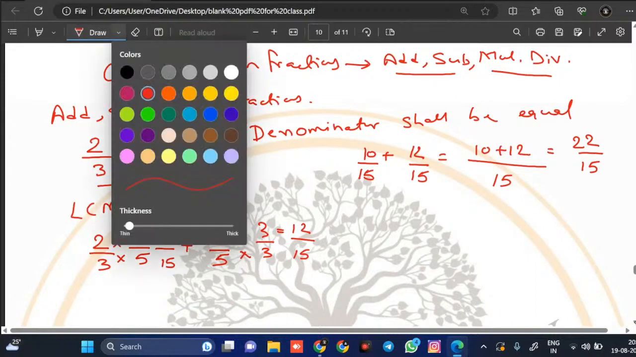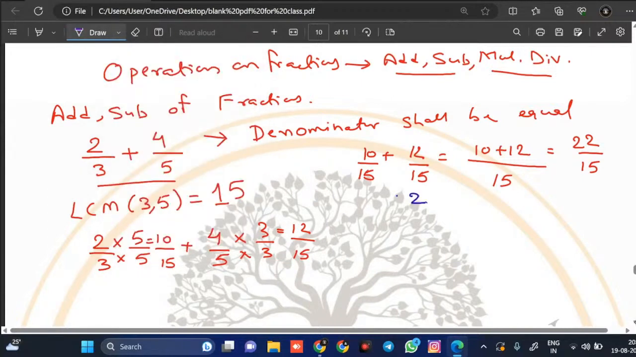Now if any student wants to do the shortcut, there are shortcuts also. Take the same question, 2 by 3 plus 4 by 5. If you know that the LCM is 15, I can directly write 15 and solve the question directly. So see how. To make 3 into 15, what will I multiply by? I will multiply by 5. In between is the addition, so we put the plus sign. Now to make this 5 into 15, I multiply by 3.